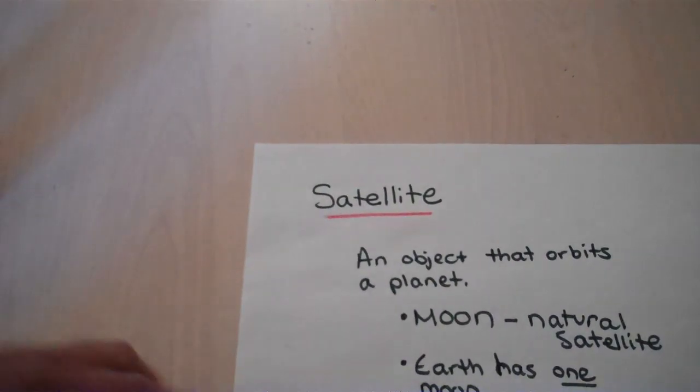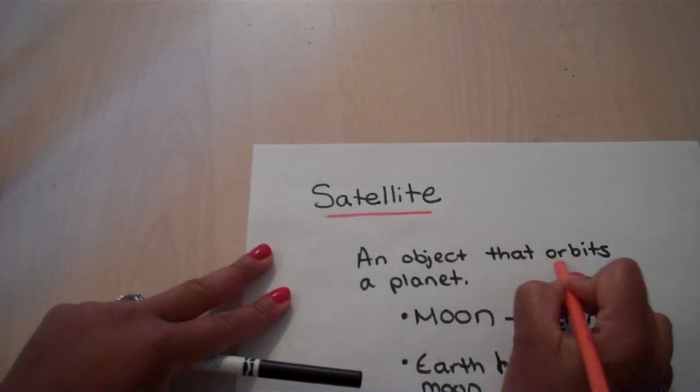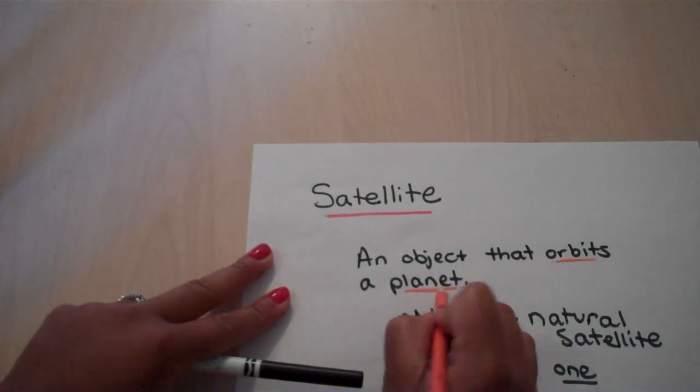And let's take our pencil here. I'm going to use an orange. So it must orbit around, here's the key thing, the planet.